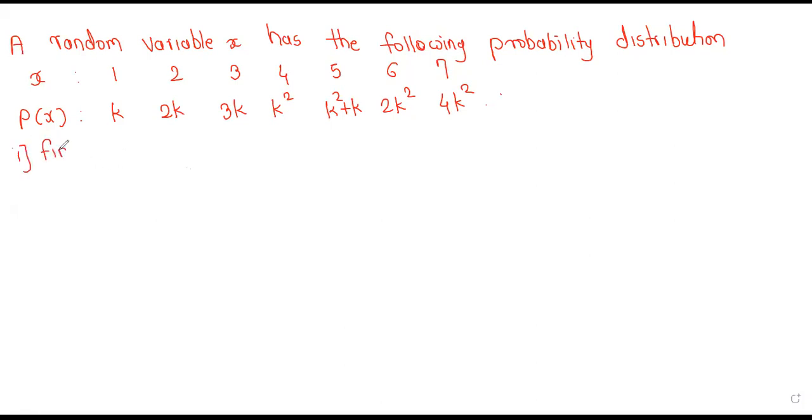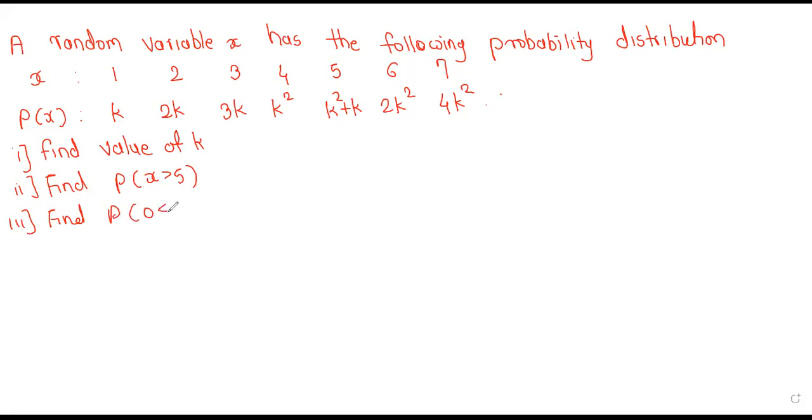First, find the value of k. Second, find p of x greater than 5, and third, find p of 0 less than or equal to x, less than or equal to 5. And we have given that the given distribution or function is a probability density function.